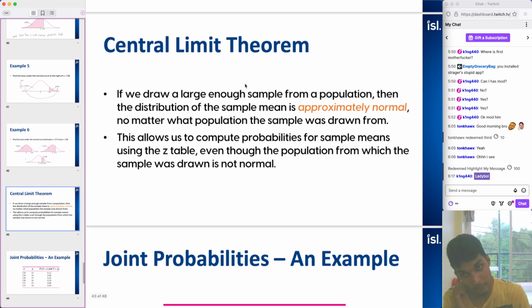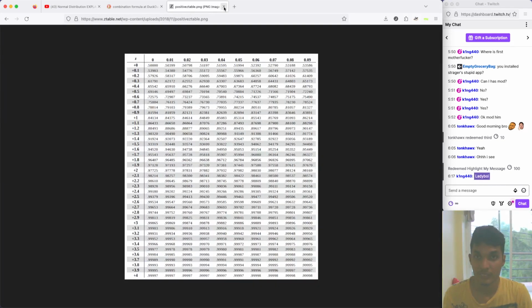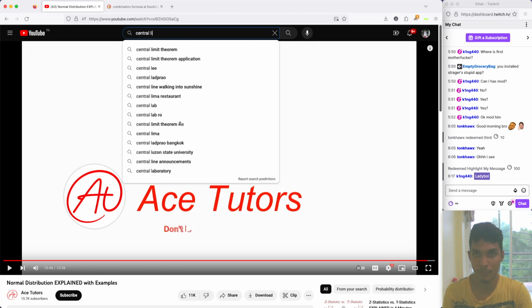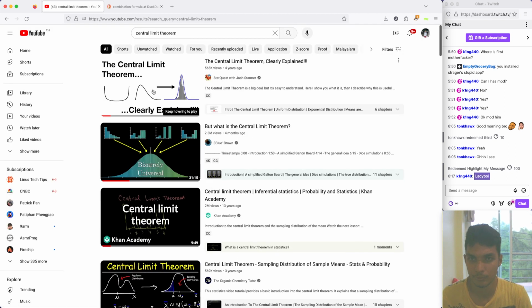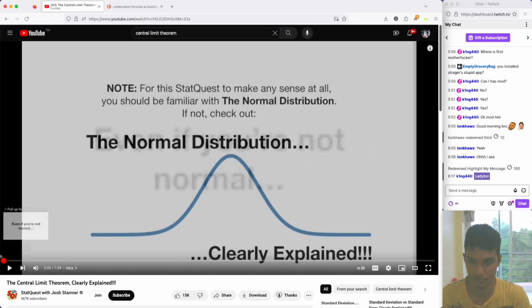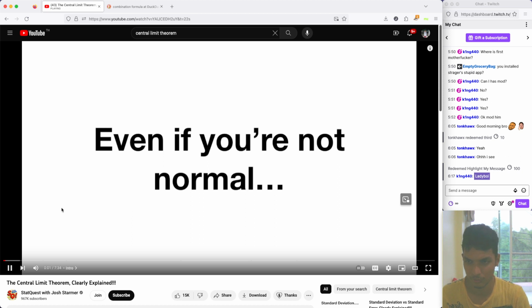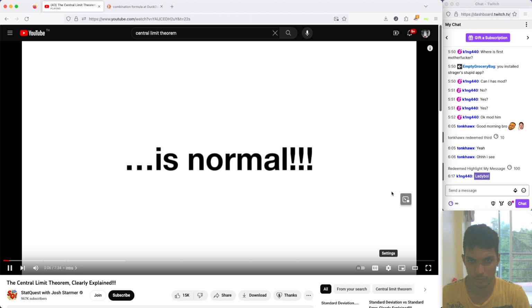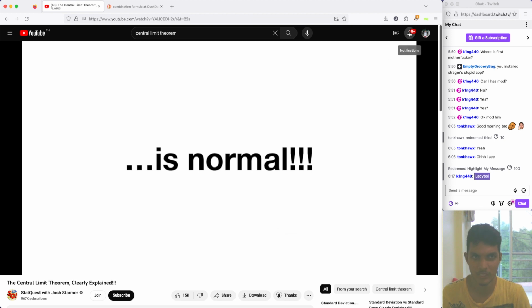Central limit theorem. You should be familiar, even if you're not normal. The average is normal.